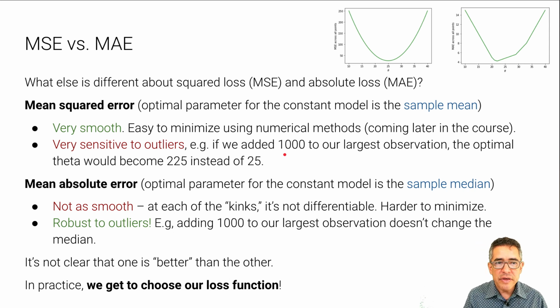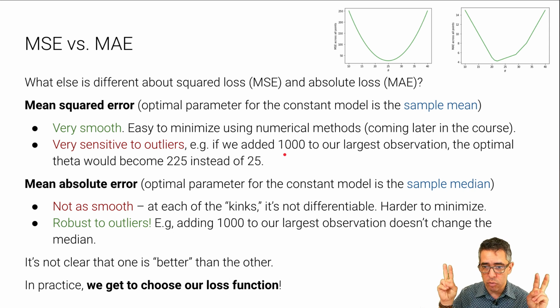Now, these two types of measuring error, these two loss functions, the mean squared error and the mean absolute loss, are similar in some aspects, but they're also different. And they basically make different trade-offs. There is no such thing as the correct loss function. They simply have different trade-offs.